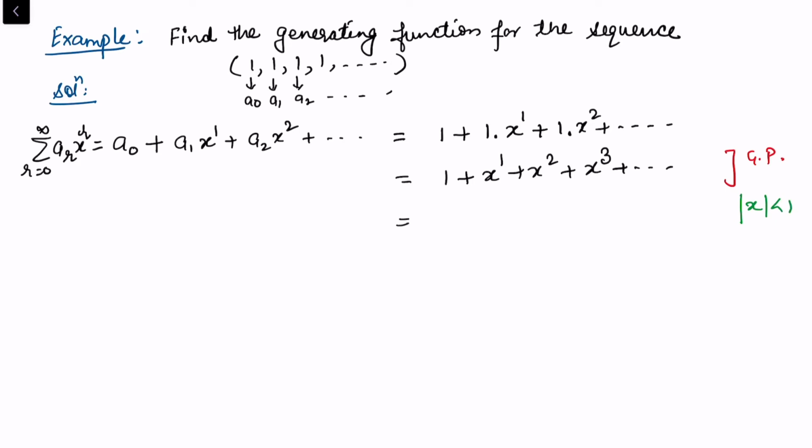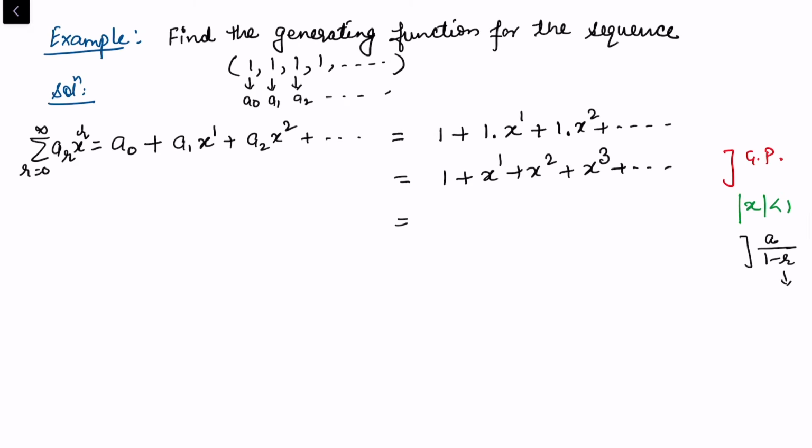And for this we can apply the GP formula. If we have a GP series, then for the infinite series the formula is the first term upon 1 minus r, where r is the common ratio. So using this formula, the first term here is 1 and the common ratio is x. So I will write it as 1 over 1 minus x, and this becomes a function of x, and here I can write this as a of x. So we can say 1 over 1 minus x.